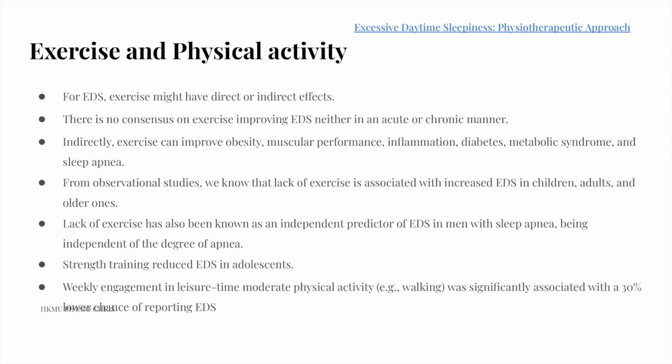Also, strength training, 55 minutes, 3 times a week for 12 weeks, 3 sets of 10 to 12 repetitions with a 10-minute rest interval between sets, reduced EDS in adolescents. In addition, evidence on weekly engagement in leisure time moderate physical activity, for example walking, was significantly associated with a 30% lower chance of reporting EDS, indicating that a non-sedentary way of life is a choice to prevent many diseases and EDS. The significance of moderate intensity physical activity cannot be neglected, as moderate intensity physical activity is associated with numerous health benefits compared with high intensity physical activity.